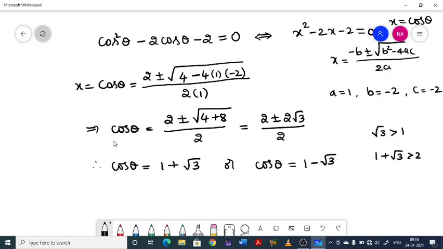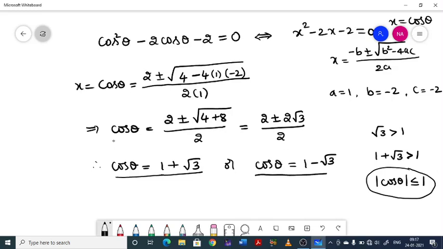Or it is strictly greater than 2, or you can just take that it is strictly greater than 1. But we know that modulus of cos theta is always less than or equal to 1. It cannot be greater than 1. So this 1 plus root 3 cannot be the value of cos theta. Why? If you take cos theta equal to 1 plus root 3, then that violates this. So you will be getting modulus of cos theta greater than 1. That is not possible, because for any value of theta we must have modulus of cos theta less than or equal to 1 always. So cos theta we cannot take as 1 plus root 3.